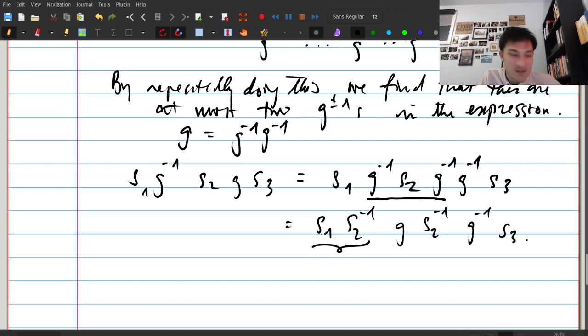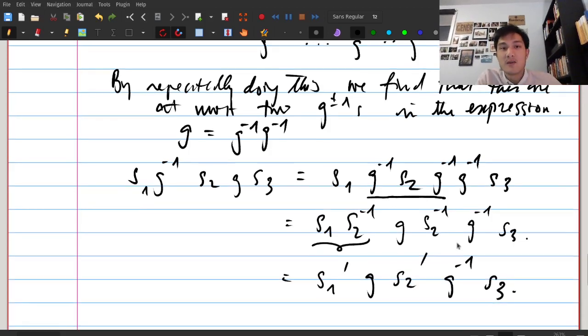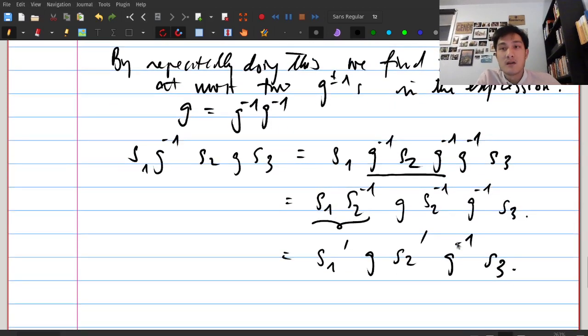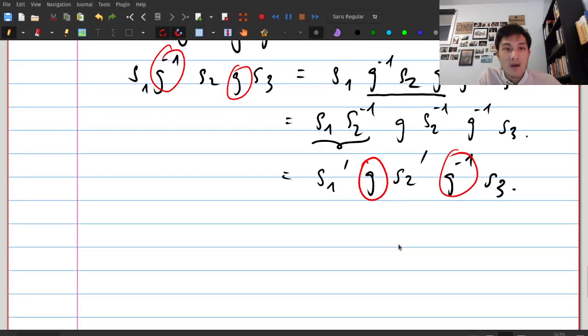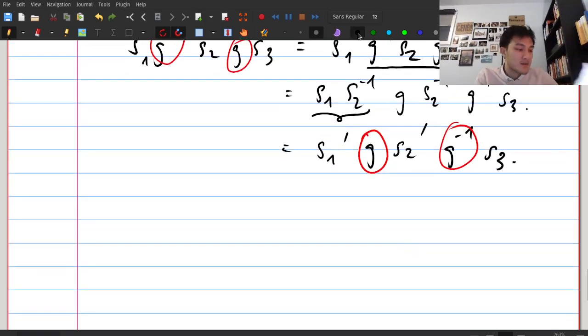And so this is a new S, right? So it equals S1 prime, G, S2 prime, G inverse, S3. So not only can we insist that there are at most 2 G's in the expression, if there are two, we can insist that the positive exponent comes first and then the negative exponent. So here we have negative, then positive, and we can switch it around. Okay, so now we're almost done.